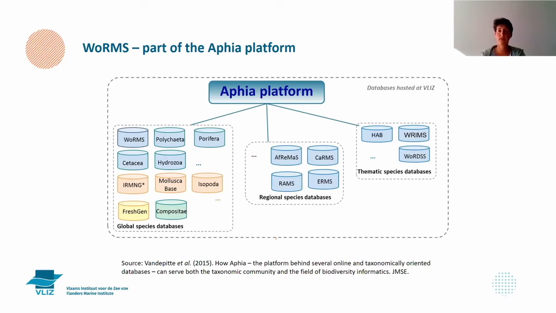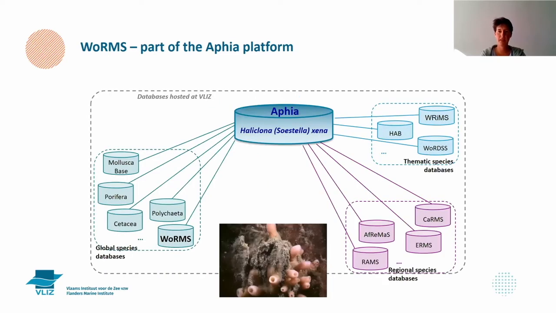What we have on the right-hand side is the possibility to create thematic species databases. And thematic is then mostly linked to the traits that I mentioned earlier, or the traits or attributes, so ecological information. We have, for example, a register on harmful algal blooms, on introduced species, and on deep sea species. And those are generated based on the information, again, that is in the AFIA platform. Now, this is the theoretical scheme. I'll explain with an actual example that we have.